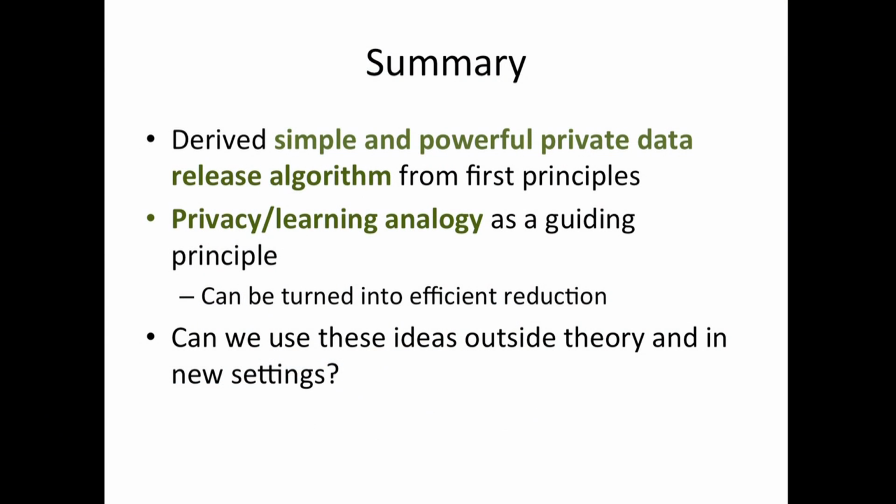Okay, so let me wrap up what happened in this talk. I started with a very simple intuitive optimization problem, and we derived from it a simple and powerful private data release algorithm, the multiplicative weights algorithm. And we used this analogy between privacy and learning as a guiding principle in coming up with these algorithms. And I'd say that in hindsight, a lot of theory work can be seen as using this privacy-learning analogy. And then we saw in the end that it's not just an analogy, you can make it formal and you can use it to get an efficient reduction from privacy problems to learning theory problems.